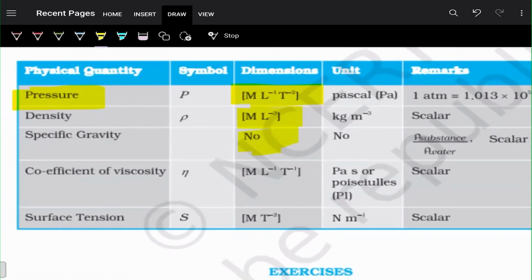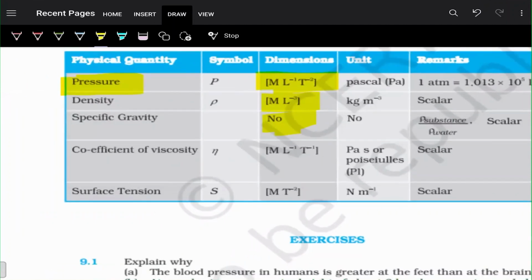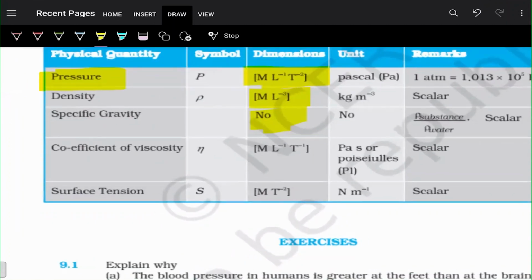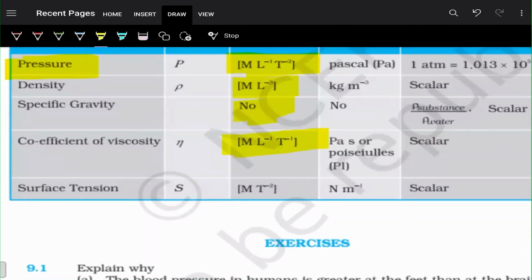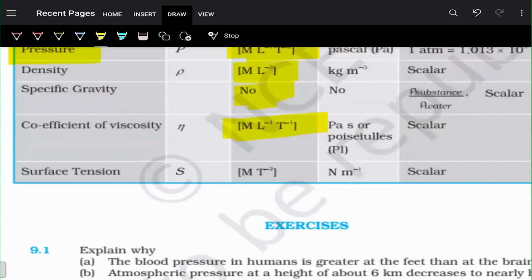Next, the coefficient of viscosity. Its dimension is M L raised to minus 1 T raised to minus 1. Coefficient of viscosity dimension: M L raised to minus 1 T raised to minus 1. Surface tension is M T raised to minus 2. Simple only, M T raised to minus 2. That is force per unit length. Force is M L T raised to minus 2, and with length in the denominator, L cancels, giving M T raised to minus 2.